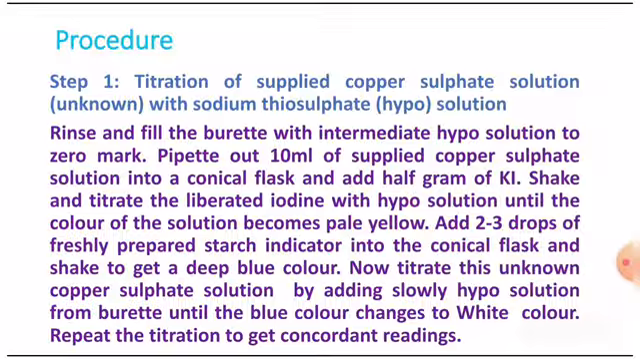Add 2-3 drops of freshly prepared starch indicator into the conical flask and shake to get a deep blue color. Now, titrate this unknown copper sulfate solution by slowly adding hypo solution from the burette until the blue color changes to white color. Repeat the titration to get concordant readings.